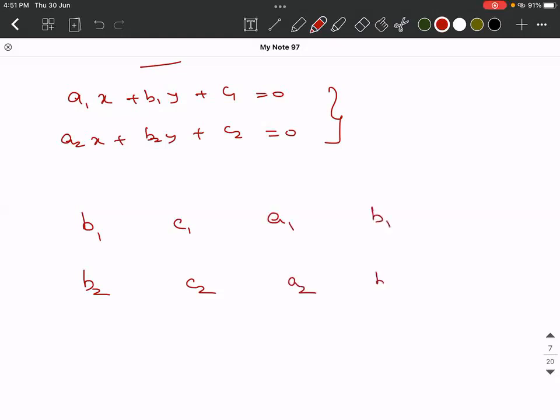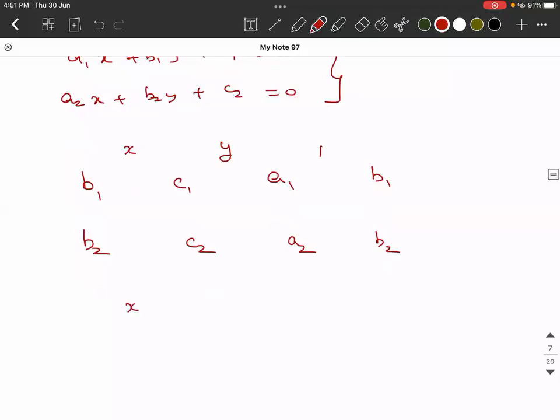That is b1, b2. So in between this gap, put the variable x. In between the gap of c1 and a1, put the variable y. And in between a1 and b1, put the variable 1. Then what you will actually get is x divided by, any idea? No, zero idea. You will actually get b1 into c2 minus b2 into c1.